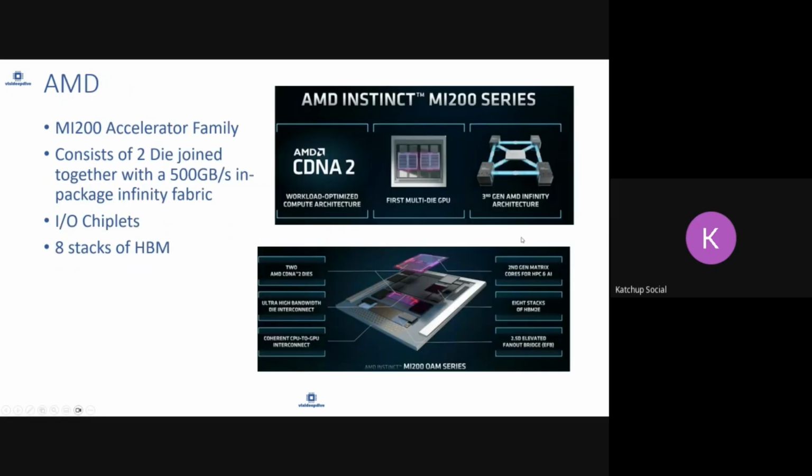So AMD, this is one of the AMD chips. AMD's MI200 accelerator family is using these technologies. It consists of two dies joined together with an interconnect of 500 GB per second in what they call Infinity Fabric. It has separate IO chiplets. It has 8 stacks of high bandwidth memory, HBM. AMD has been one of the leaders in enabling this particular technology, making the best use of this technology. For example, it was the first multi-die GPU which they had produced.